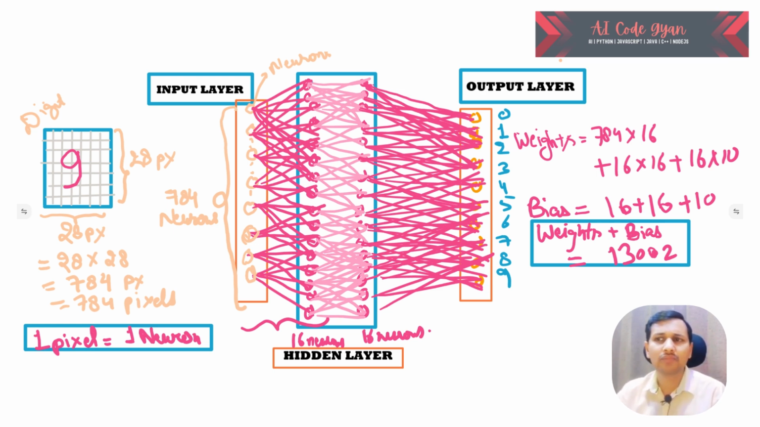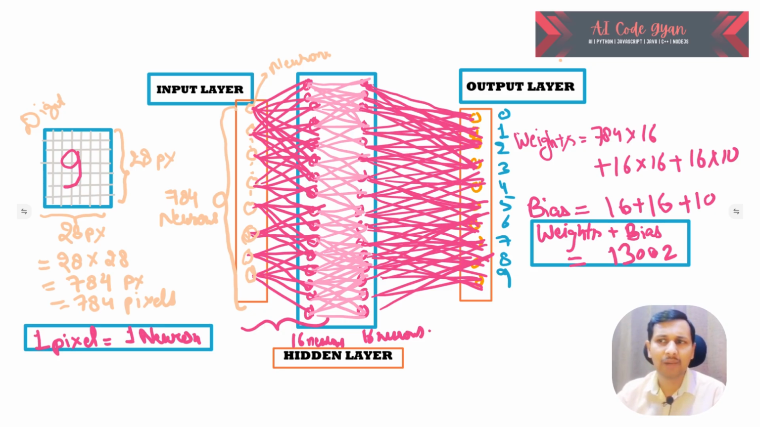If we add the weights and bias, the weights will be 784 times 16 plus 16 times 16 plus 16 times 10. So from the input layer to the first hidden layer, 784 times 16 weights will be added, from the first layer to the second layer, 16 times 16 will be added, and 16 times 10 will be added from the last layer to the output layer.